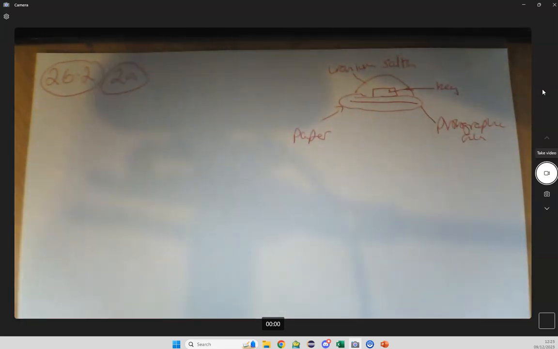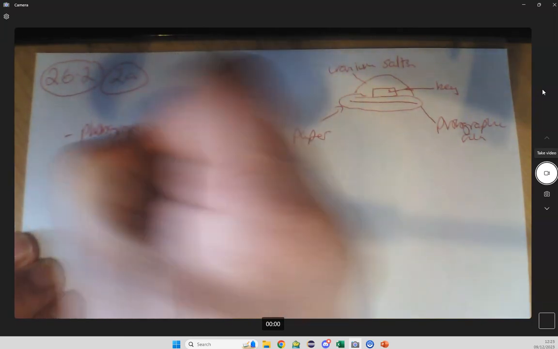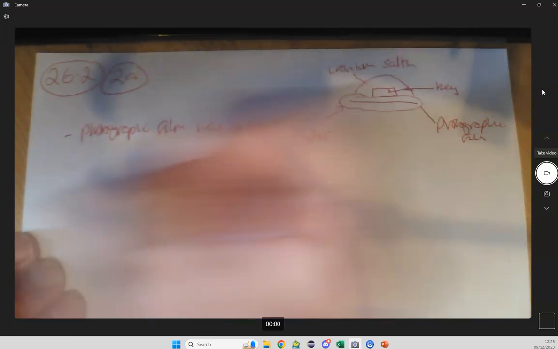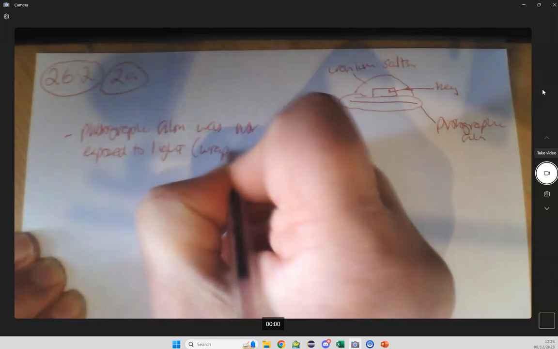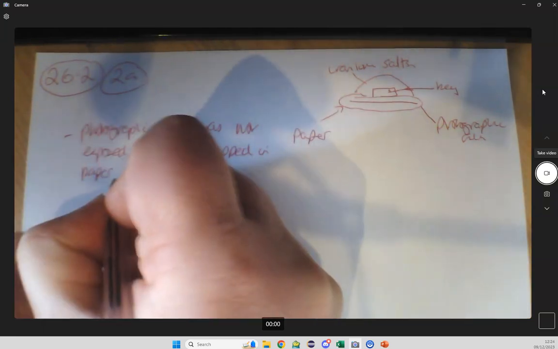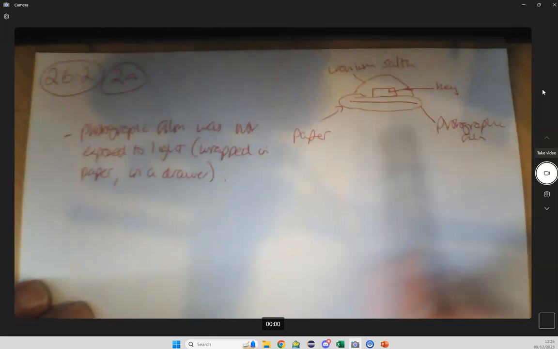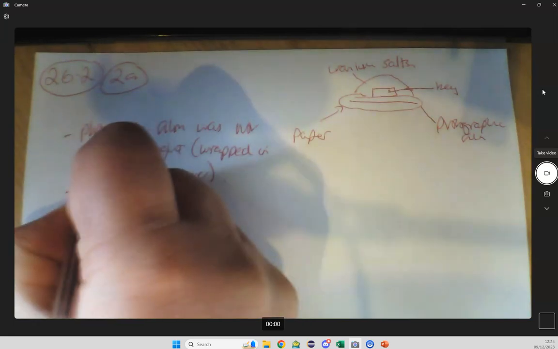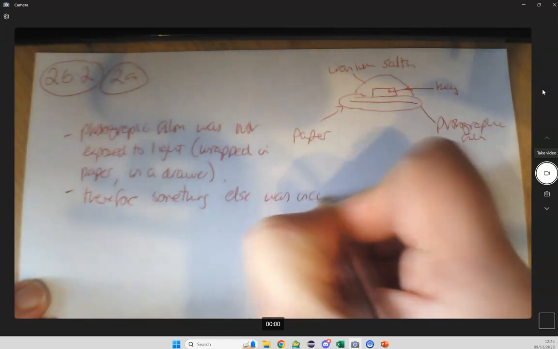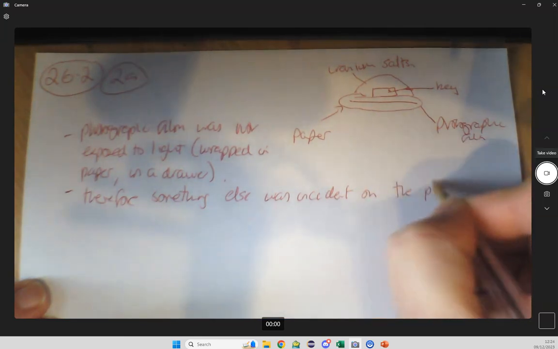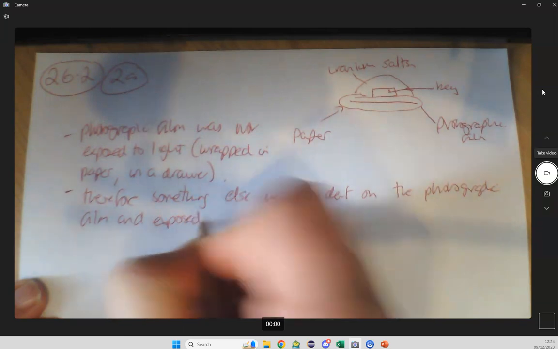Now, what do we know? What don't we know? First off, we know the photographic film was not exposed to light because it was wrapped in paper and it was in a drawer. So something else must be hitting the photographic film to actually expose it. So therefore, something else was incident on the photographic film and exposed, well, at least part of it.